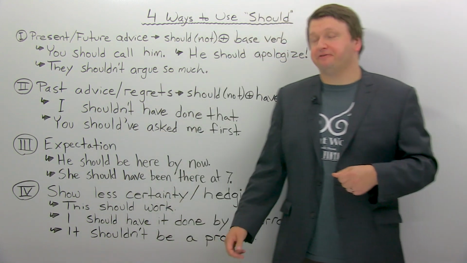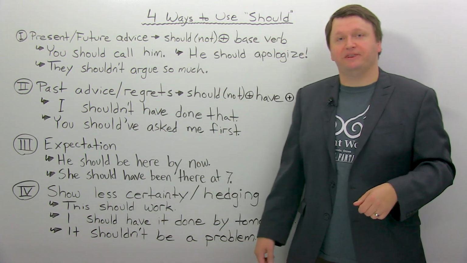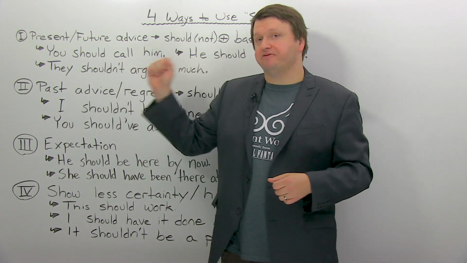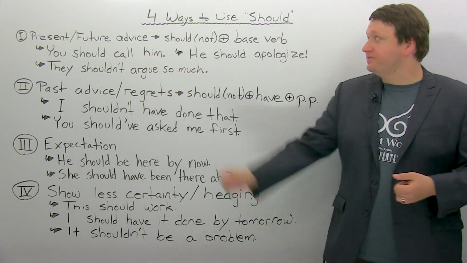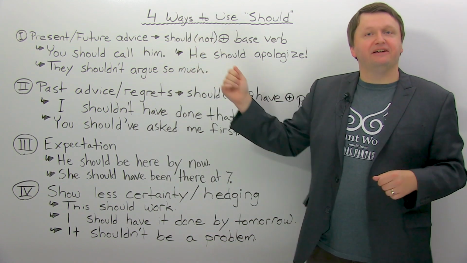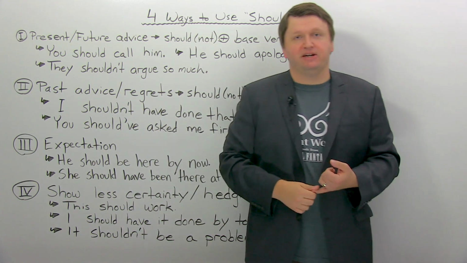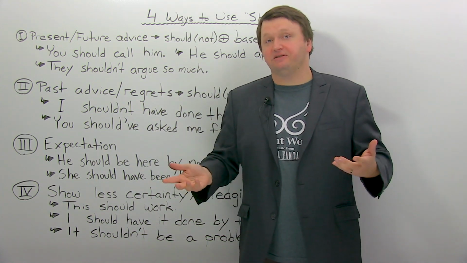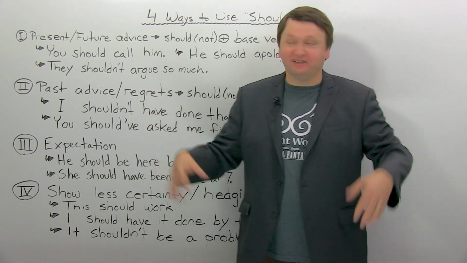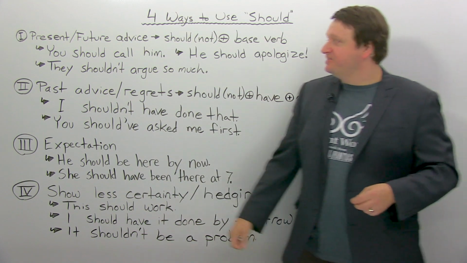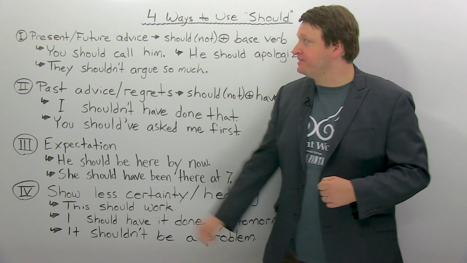So let's start with the very first way that every student learns how to use should when they're studying English, which is for present or future advice. Now, the structure for this is should or should not if you're making a negative sentence plus the base verb. So you have your subject, I, you, he, she, it, we, they, Mark, Paul, my mom, your mom, whatever, plus this structure. So let's look at some examples of present or future advice.